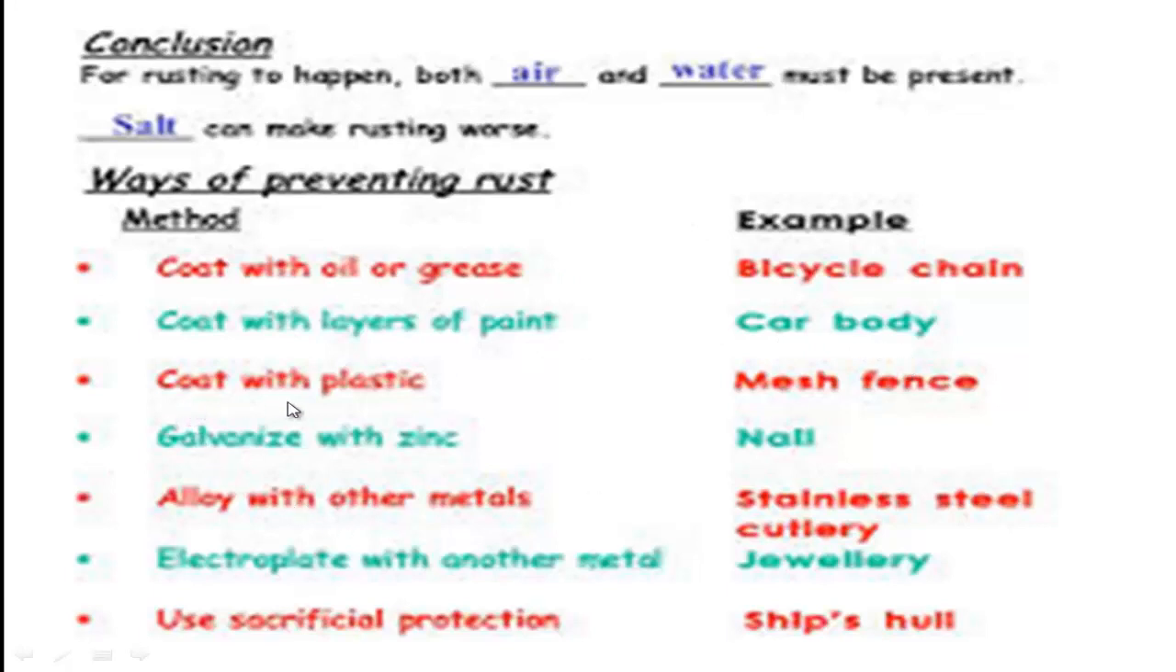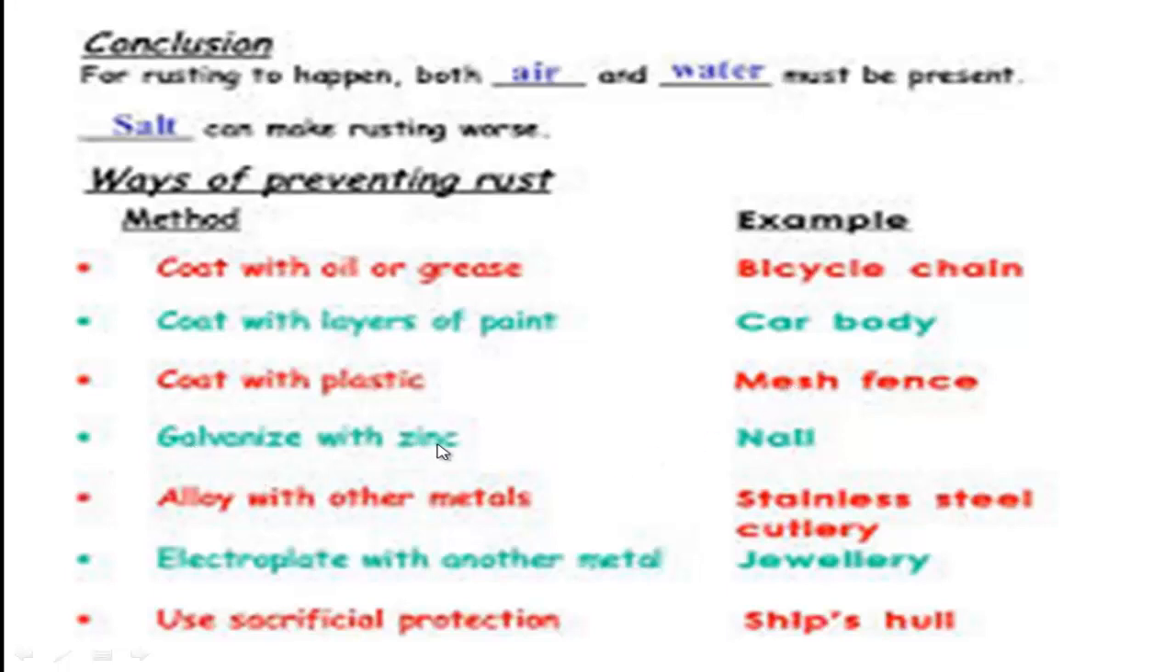Now another way is coating with plastic. For example, a mesh fence. We know that when we put up a fence, if it rusts, then it will not be long lasting. So if we wrap these iron wires with plastic, then it will stop the rusting.